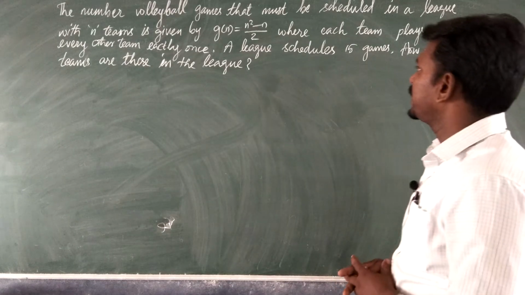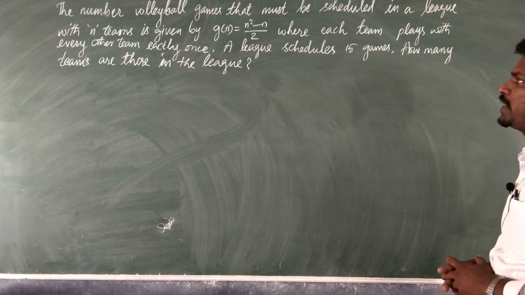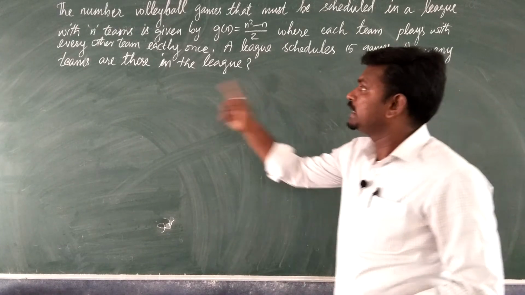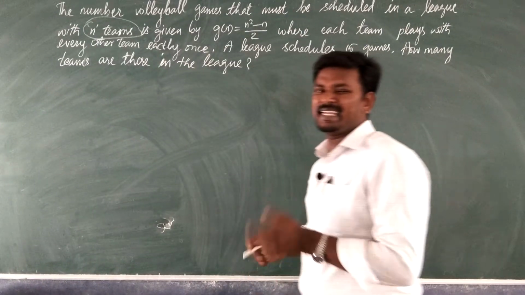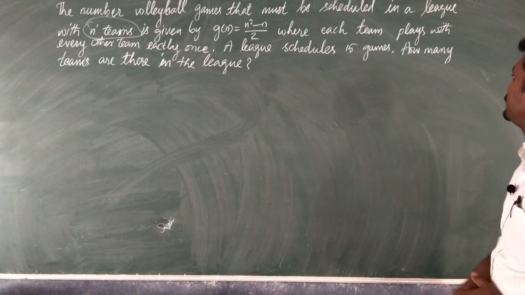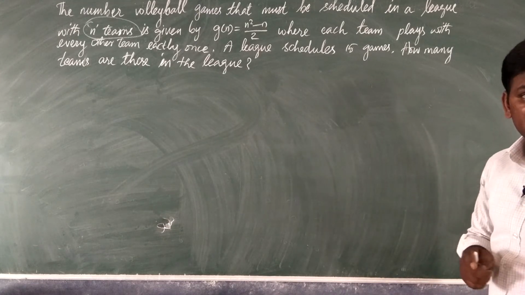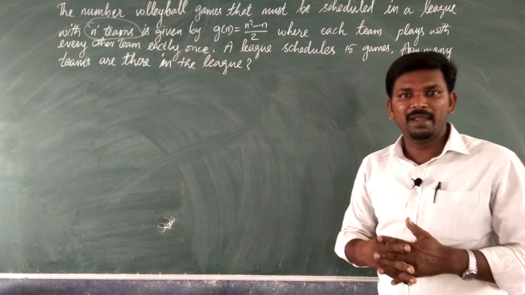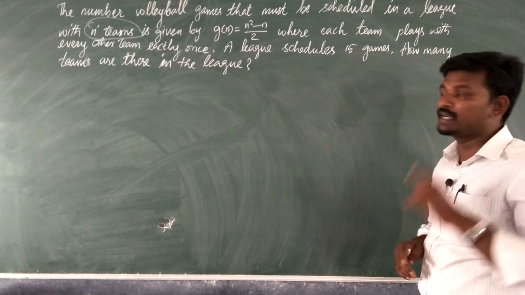The number of volleyball games that must be scheduled in a league with n teams is given by g(n) = (n² − n)/2. Here n represents the number of teams, where each team plays with every other team exactly once. So there are some number of teams, and each team plays with each other only once. They are not playing again and again with the same team. Only one time they can play.